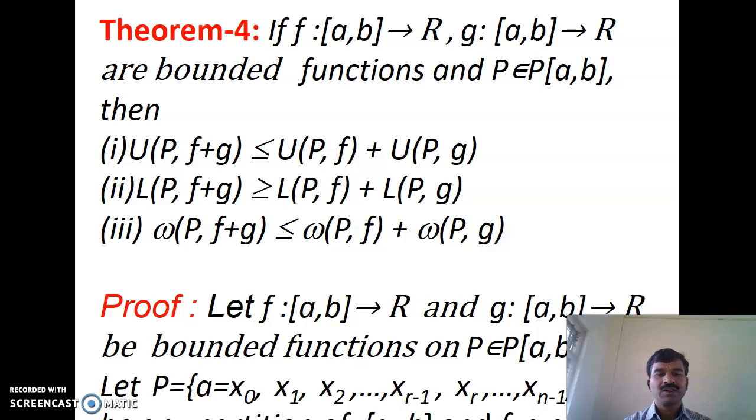And the third relation: the oscillatory sum of f plus g is less than or equal to the oscillatory sum of f plus the oscillatory sum of g. And we have a proof of this here.